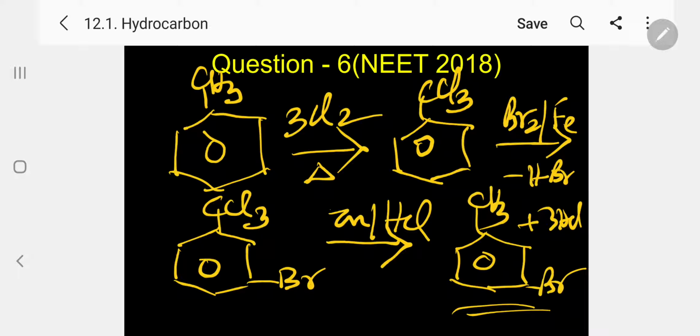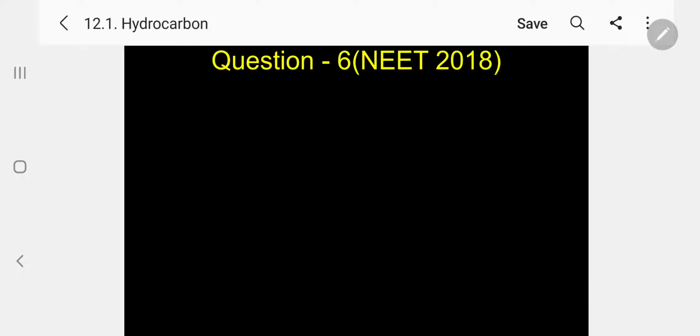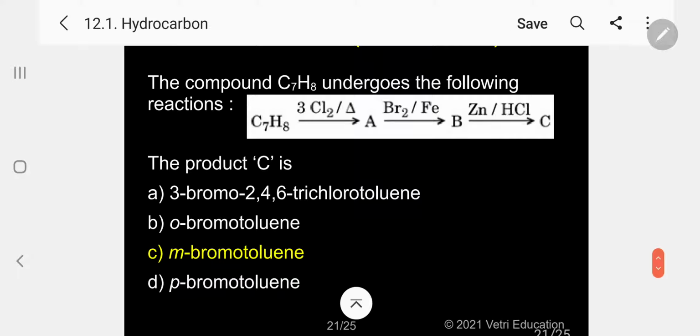Let us see now the option. Very good, clear. Meta-bromotoluene is the correct answer. I hope I have given a very clear idea, my dear students. A lot of tricks are involved in this question. It's a very good question.